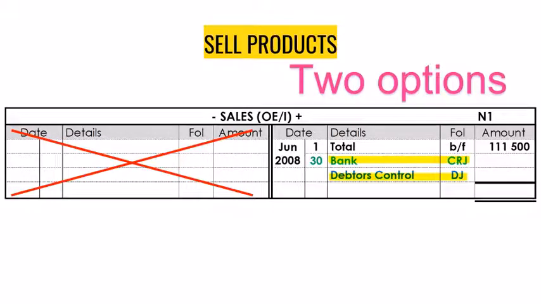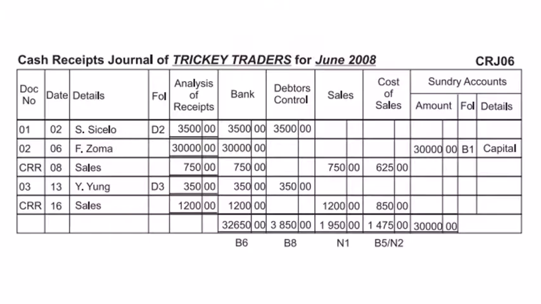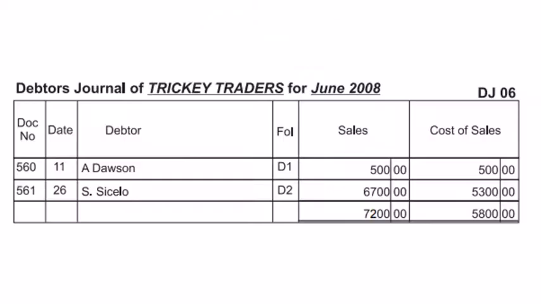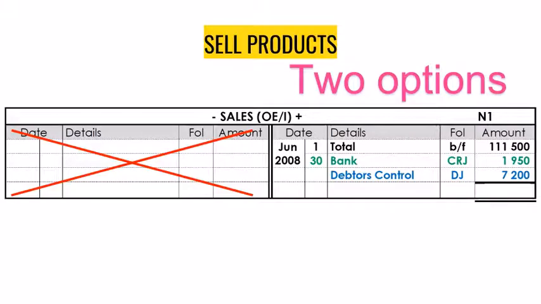Okay, so let me show you where you get the CRJ value. It's the sales column from the CRJ, the 1,950 Rand. Write it there. And the debtors control value is the sales column in the DJ, the 7,200 Rand, and you write it there. Okay, then at the end of the month, you just have to show what is the total sales value for the company so far throughout the year. So you add these 3 values together, which gives you 120,650 Rand. Don't write anything here, just total it.